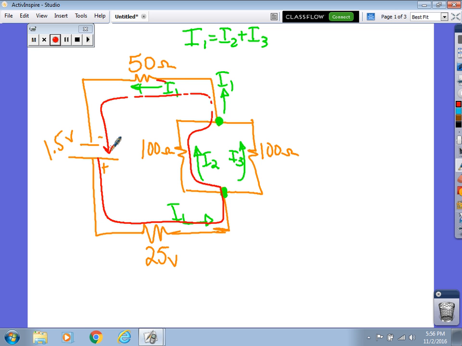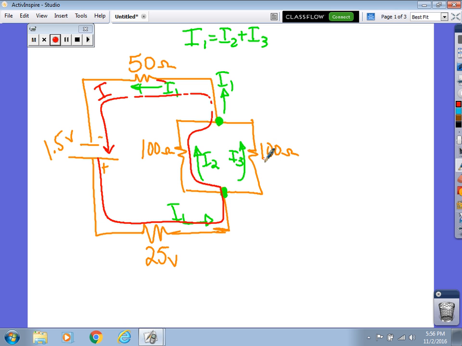And I'm going to call that loop number 1. Right? There's my first loop. Now what you're going to notice is I've got this 100 ohm resistor hanging out over here that doesn't have a loop going through it. That's a problem. That means I'm going to have to at least have a second loop.